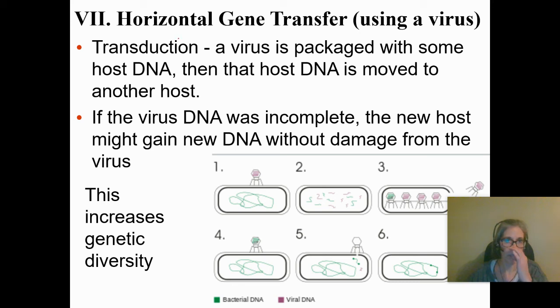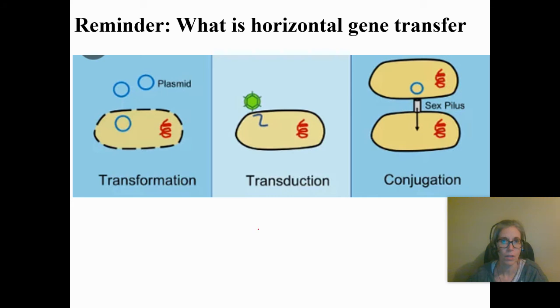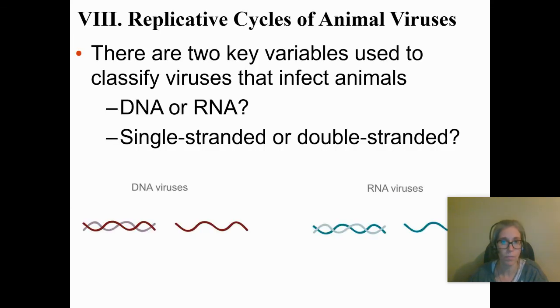Horizontal gene transfer, we talked about that before. There's transduction, and that's when a virus is packaged with a little bit of host chromosomes. So here's a new virus, but it has some bacteria DNA in it instead, and that is now going on to a new bacterial cell. So we talked about horizontal gene transfer before. There's transformation, transduction, and conjugation. And so today's was, I just quickly went over transduction with you.